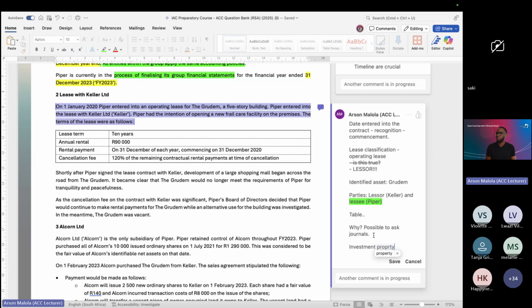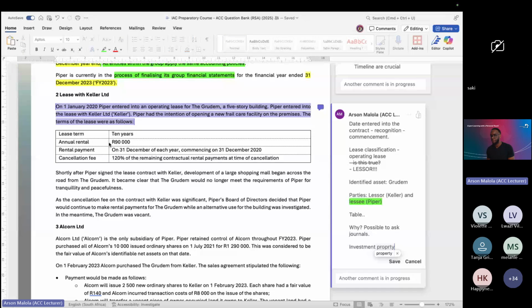Okay, so just be wary of that. By saying operating lease, we're not necessarily saying it's a short-term lease. However, you could then challenge that operating lease assertion by saying, okay, the lease term is quite long for 10 years.